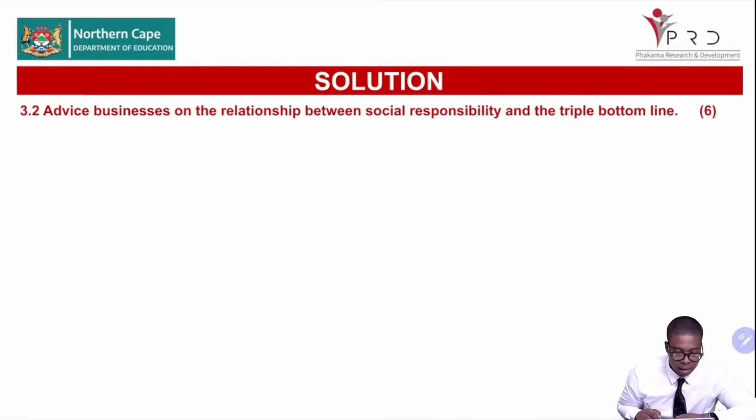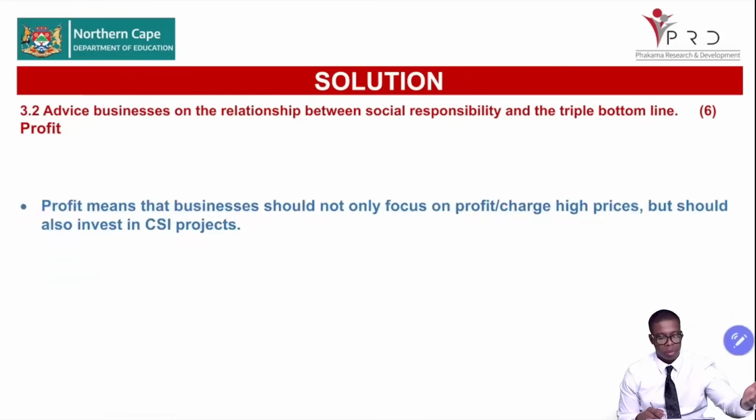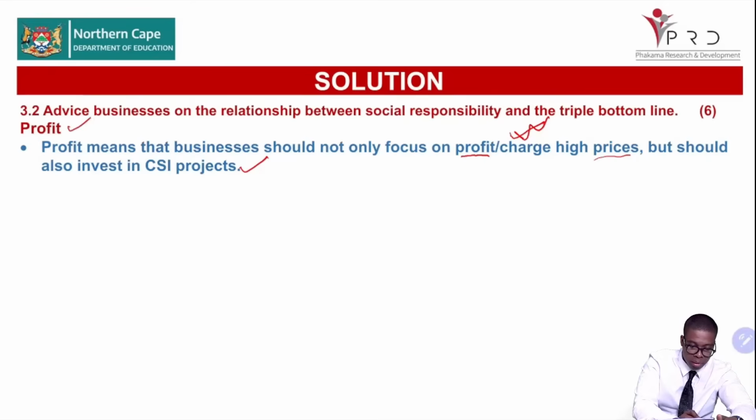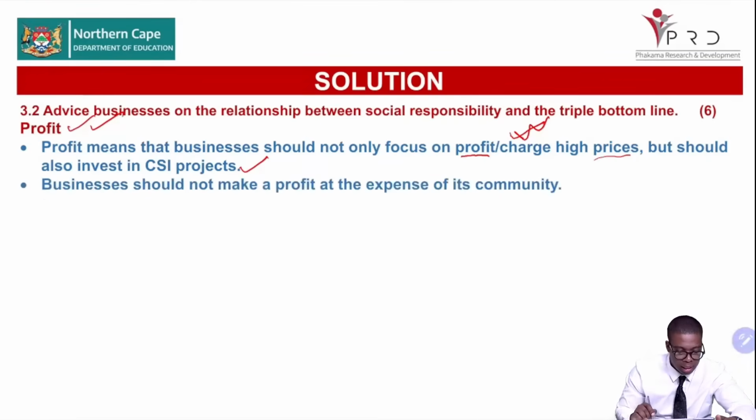Then we proceed and say, advise businesses on the relationship between social responsibility and triple bottom line. We have profit, for instance. Profit means that the business should not only focus on profit or charging higher prices, but they should also invest in CSI. So because of that, we say profit 2. Then 1 for the explanation. Then we say here is max.